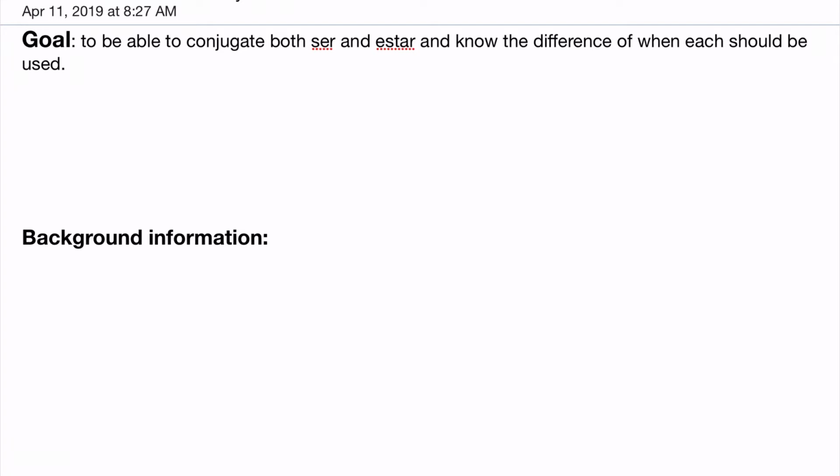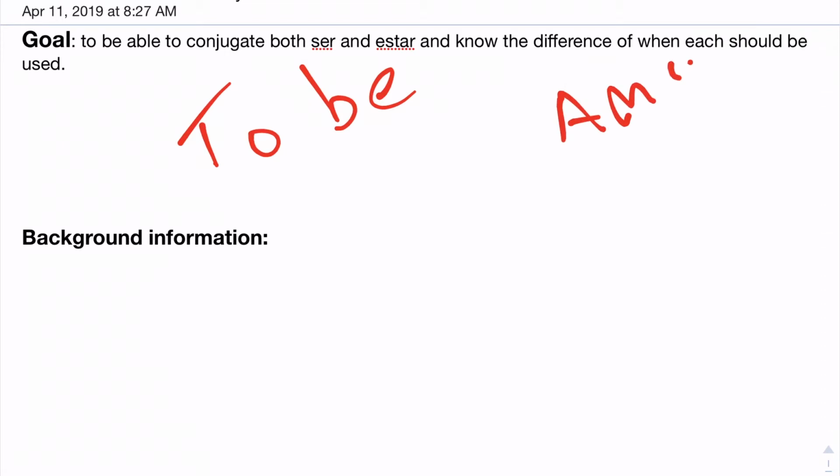While yes, they both mean to be, all right, they're not interchangeable in their use. For example, if you would like to say I am tall, you would use ser. However, you want to say something like I am in class, that would be estar, even though both of them were saying I am. Okay? So let's start with some background information first.